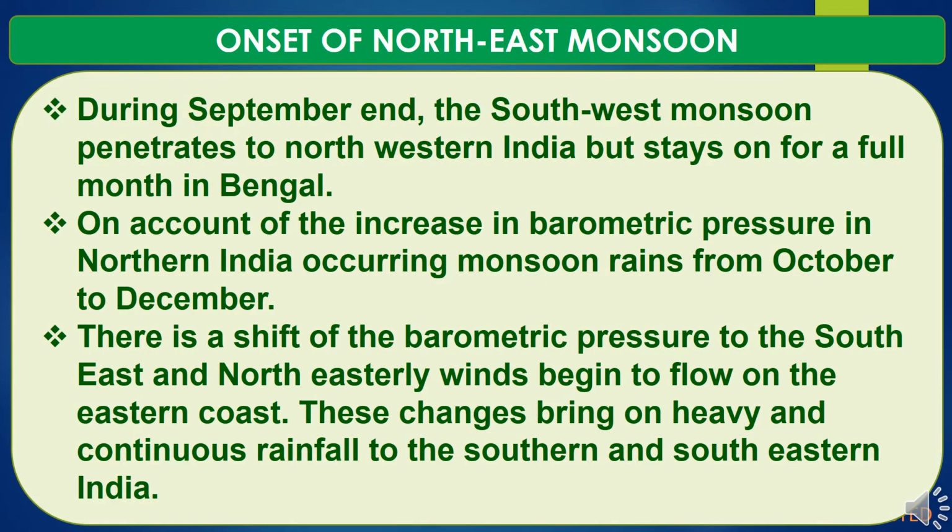Here, to discuss the onset of the northeast monsoon. During September end, the southwest monsoon penetrates to northwestern India but stays on for a full month in Bengal. On account of increase in barometric pressure in northern India, occurring monsoons range from October to December. There is a shift of the barometric pressure to the southeast and northeasterly winds begin to flow on the eastern coast. These changes bring on heavy and continuous rainfall to the southern and southeastern India.